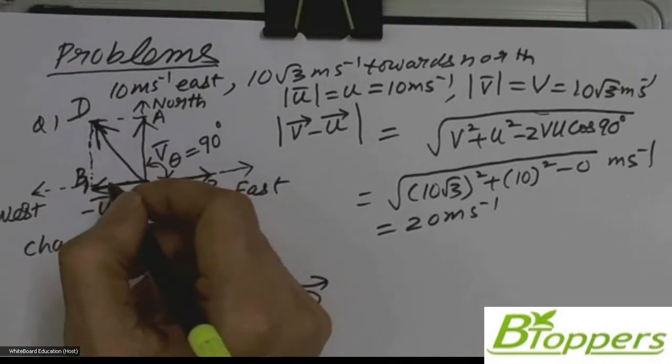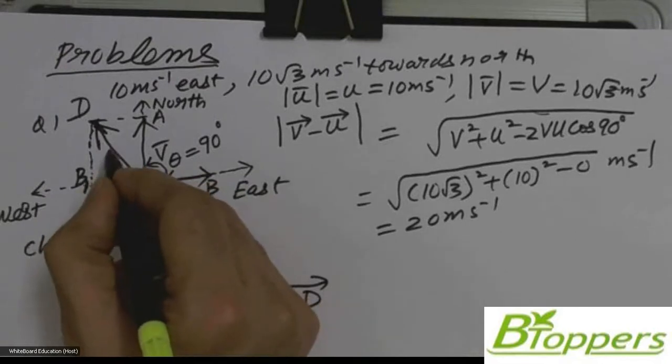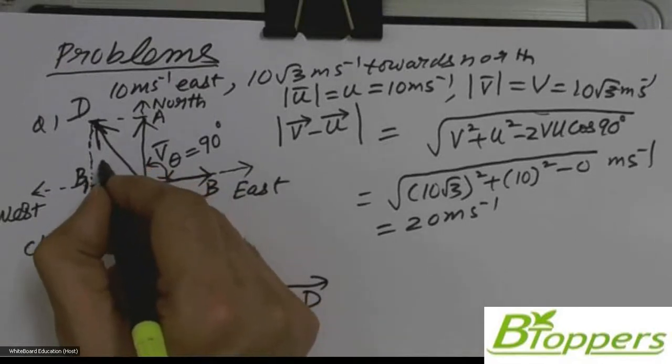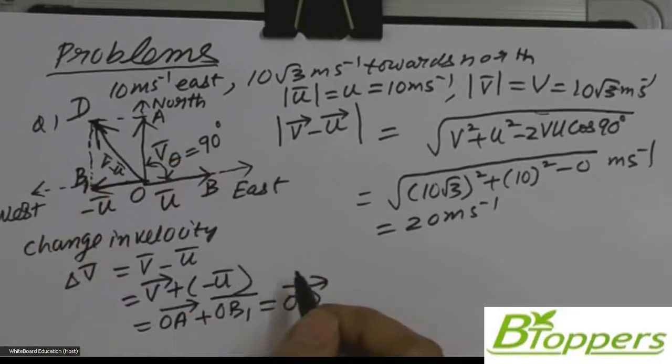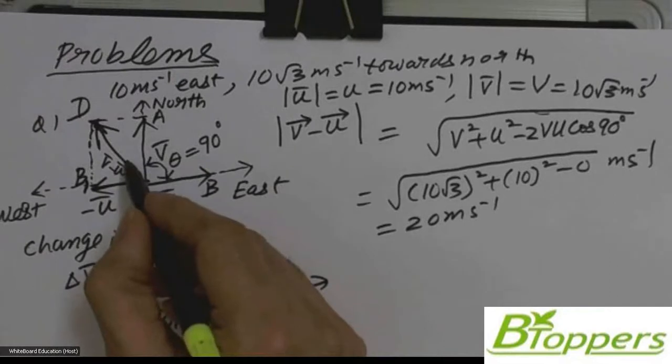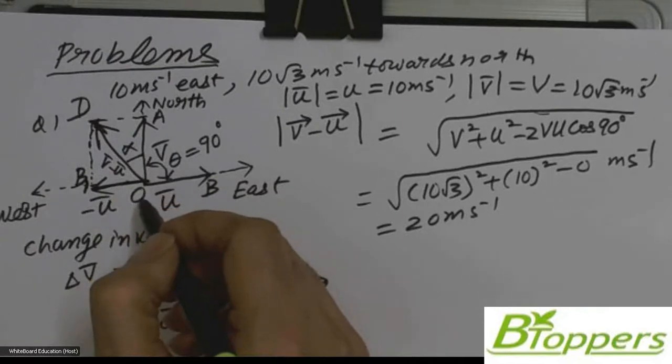So OD bar represents the vector difference v bar minus u bar. That means OD bar represents the change in the velocity vector. Let us suppose the change in the velocity vector makes an angle alpha with the north direction.